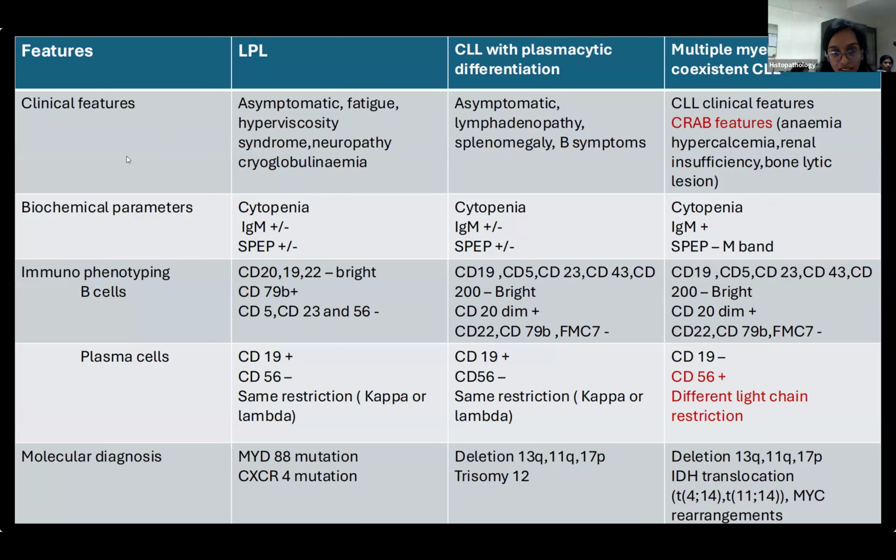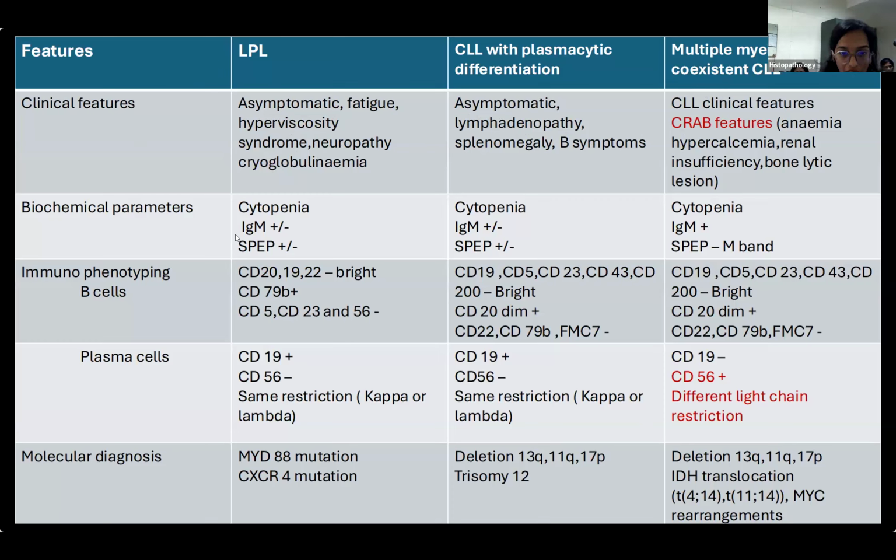With clinical features, this lymphoplasmacytic lymphoma will usually be asymptomatic. They can have hyperviscosity syndrome, neuropathy, cryoglobulinemia when WM features are there. Then CLL with plasmacytic differentiation, they will be having asymptomatic features or lymphadenopathy, splenomegaly, B symptoms. Multiple myeloma will have CRAB features.